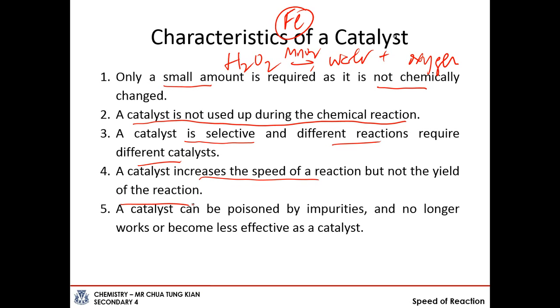A catalyst can be poisoned by impurities. So poison means that it can no longer act as a catalyst. So for example, platinum catalysts are easily poisoned by impurities. So when it is poisoned, it can no longer behave like a catalyst. So how is a catalyst actually poisoned?